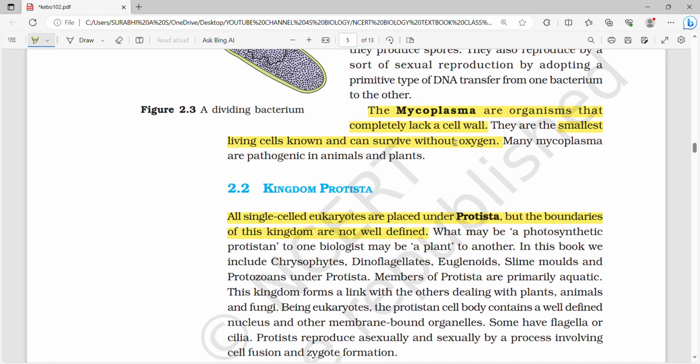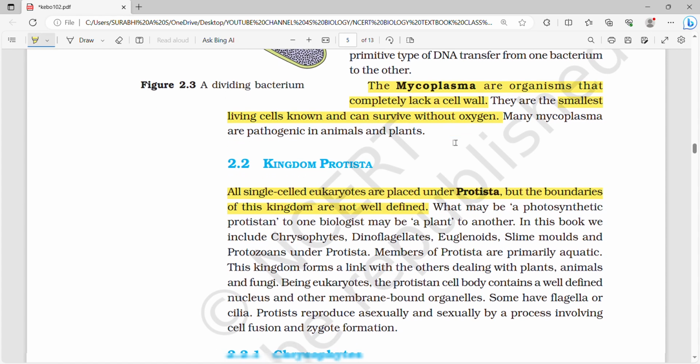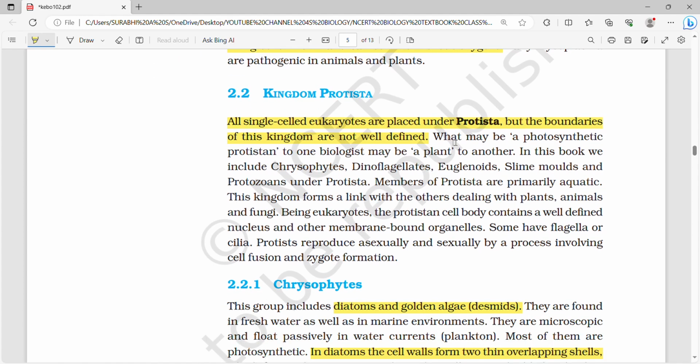So the mycoplasma are the organism that doesn't have a cell wall, completely lack, and the smallest living cells known which can survive without oxygen. So there are 3 points: it doesn't have a cell wall, it can survive without oxygen, and it is the smallest living cell. So this is important in kingdom Monera.